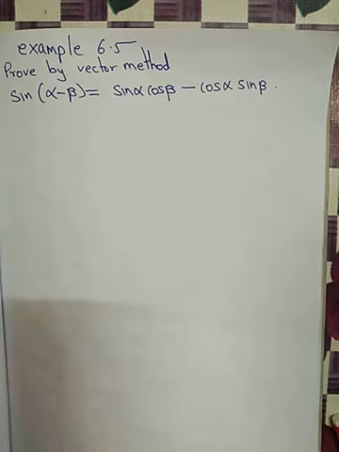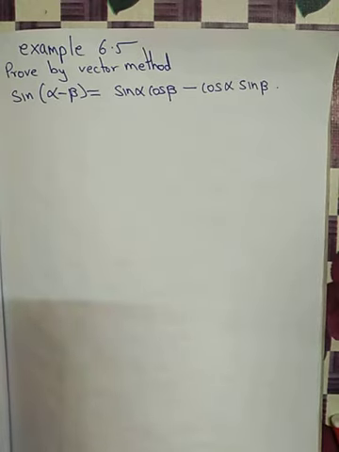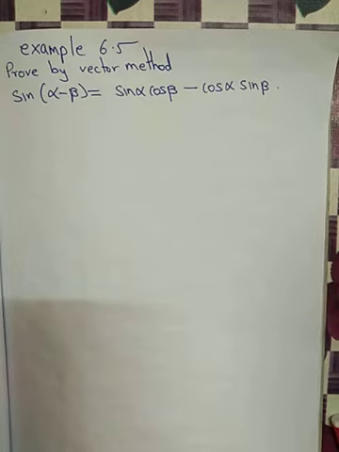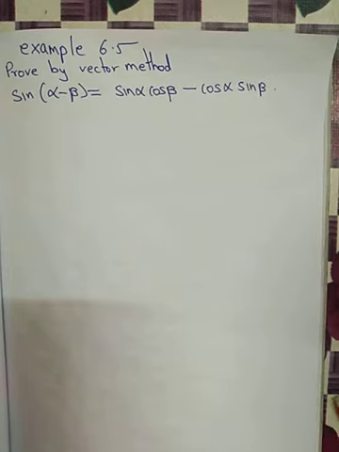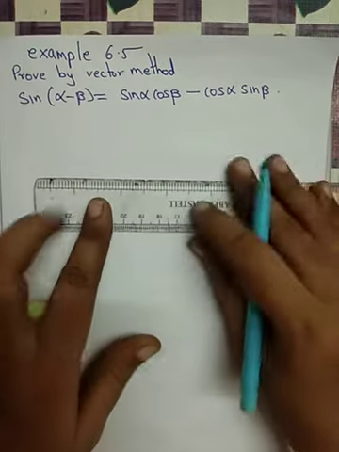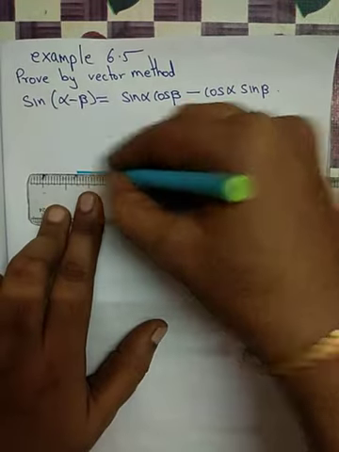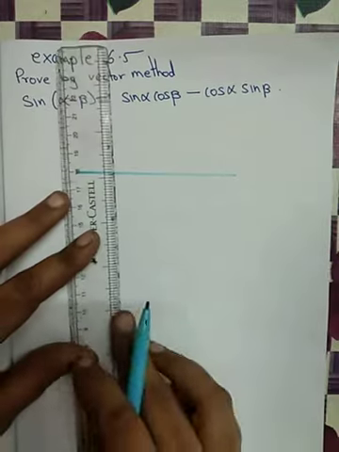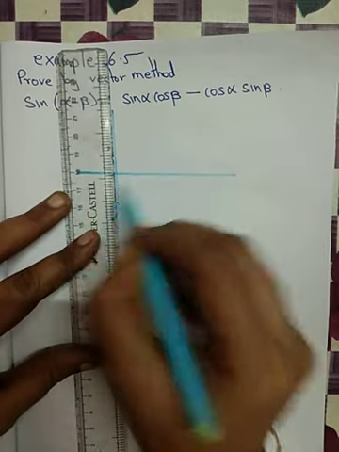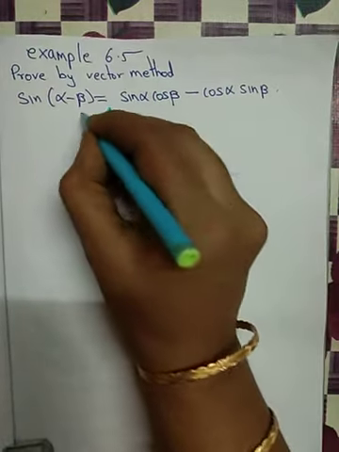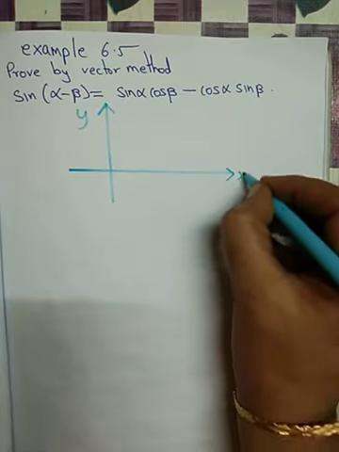Number 6.5. Prove by vector method sin alpha minus beta is equal to sin alpha cos beta minus cos alpha sin beta. For this question, diagram is compulsory. So let me draw x-axis and let me draw y-axis. Let me mark this is y and this is x.